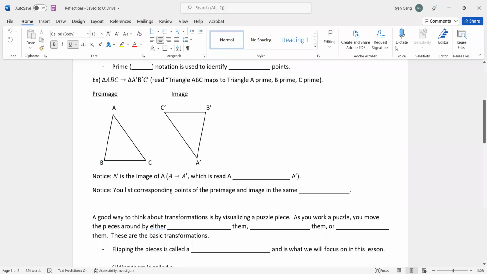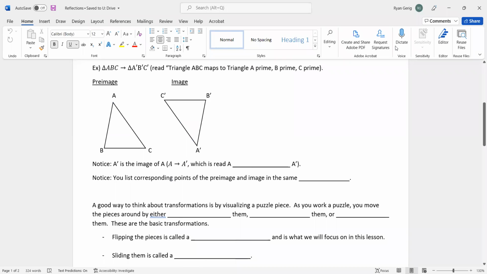So I've got two figures there, triangle ABC, and then the other triangle, A prime, B prime, C prime. The way we read that, with the arrow in the middle, is triangle ABC maps to triangle A prime, B prime, C prime. A couple things to notice. A prime is the image of A. So what does that mean? A maps to A prime. All right, so it starts at A and it ends at A prime. Another thing you should notice is you list corresponding points of the pre-image and the image in the same order.